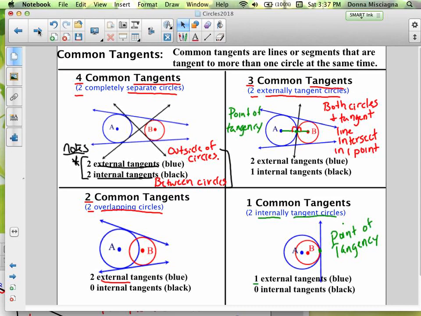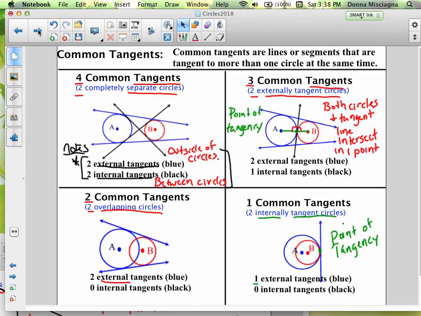You have what's called 2 external tangents. In this particular diagram, they're in blue. They're outside the circle. And 2 internal tangents. They're between the circles. The one thing I want you to add to your notes, and this drawing is not in there, but find a little place to add it, is that external tangents are outside the circles, internal tangents are between circles. So you can distinguish.